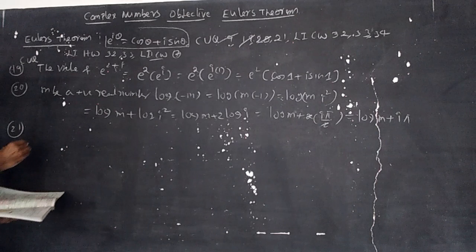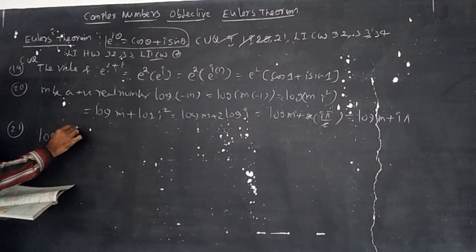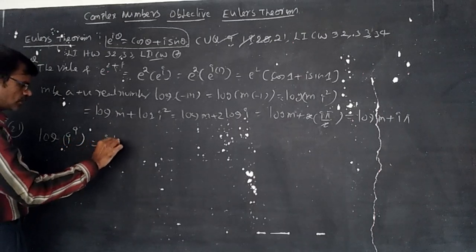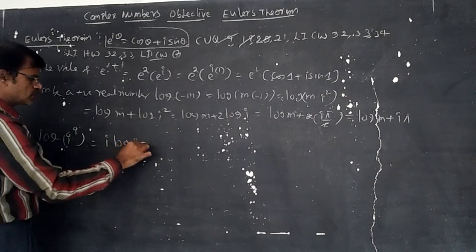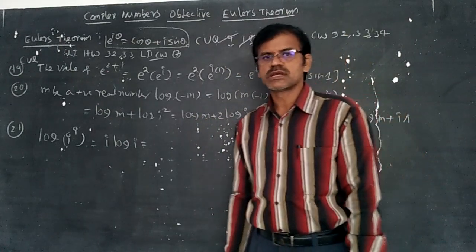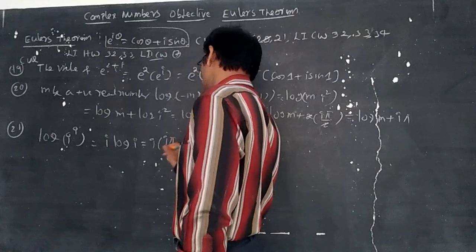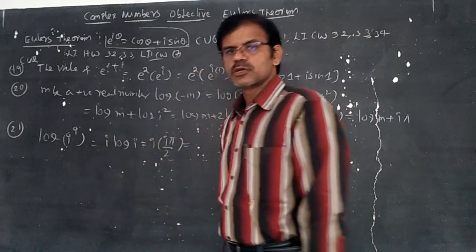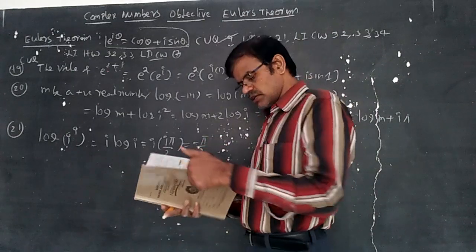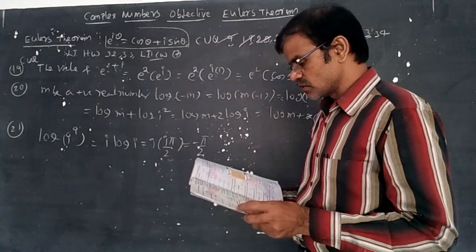Next one, 21st question, log i power i. That meaning is nothing but the log a power m formula, m log a. So the concept is i log i. Log i value we have discussed and have proved that it is i pi by 2. So i into i pi by 2, i square into pi by 2. i square value is minus 1. So this is simply minus pi by 2. It is the first option, 21st question.